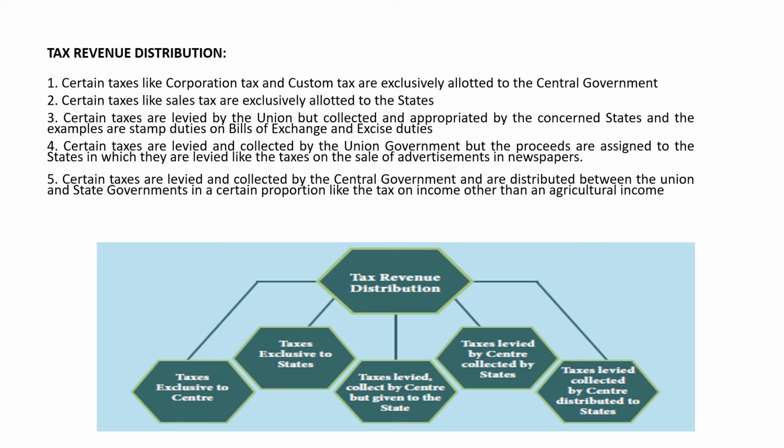Certain taxes are levied and collected by the union government, but the proceeds are assigned to the states in which they are levied, like the taxes on the sale of advertisements in newspapers. Certain taxes are levied and collected by the central government and are distributed between the union and state governments in a certain proportion, like the tax on income other than agricultural income.